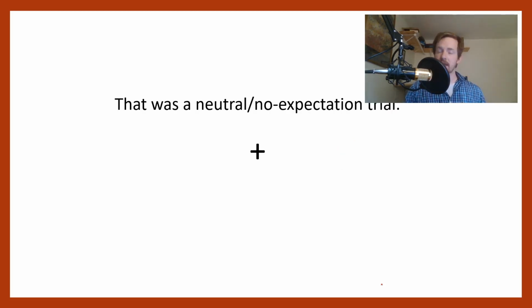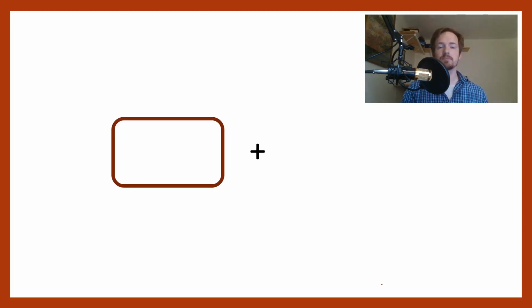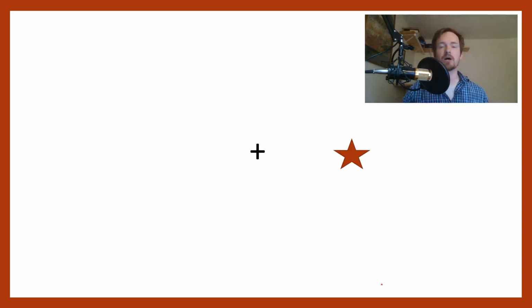Okay, again, the correct response was on the right, but you didn't have a cue letting you know what side of the screen that was supposed to be on. So that would be a neutral trial or a no expectation trial. And then finally, so what kind of trial was that?